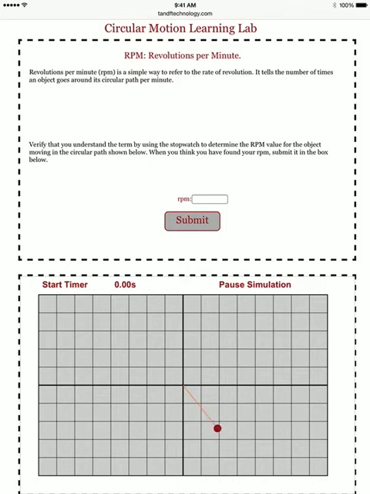So for instance, I would pause my simulation when my object gets to an easy spot to recognize. Okay, so I stopped it just about on the x-axis. At this point, I will start my timer and resume my simulation.